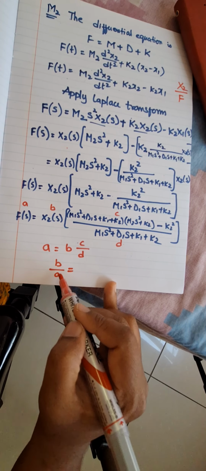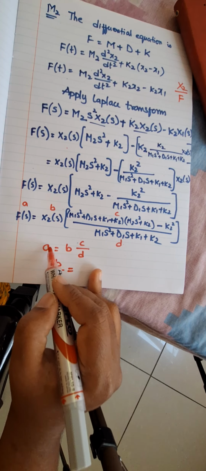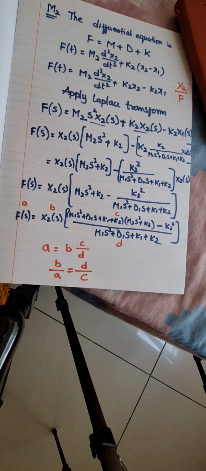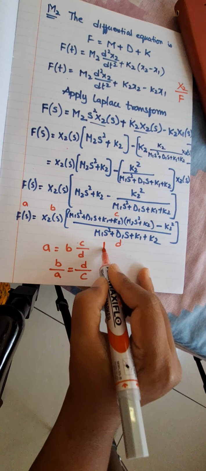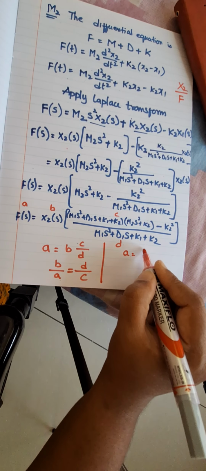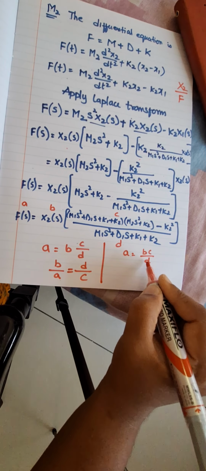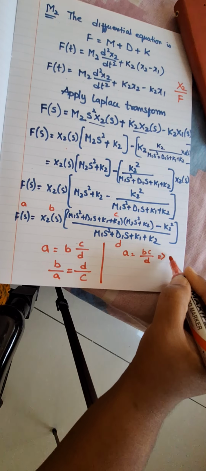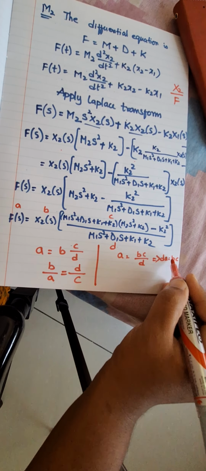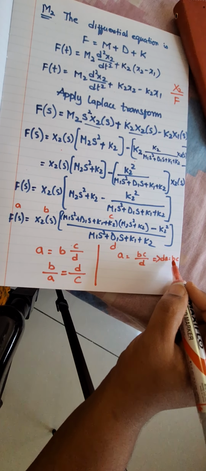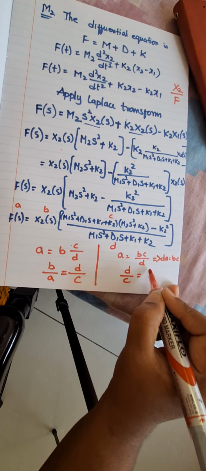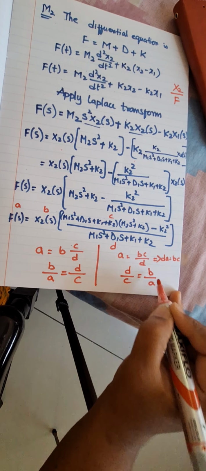B by a, so b by a is equal to what? D will go that side, so it will become d by c, isn't it? A is equal to b into c by d. Then what happens? A is equal to bc by d. D will go that side. It implies dA is equal to bc. I want a by b, so I want b by a. So I will say d by c is equal to b by a. That is what I wrote.